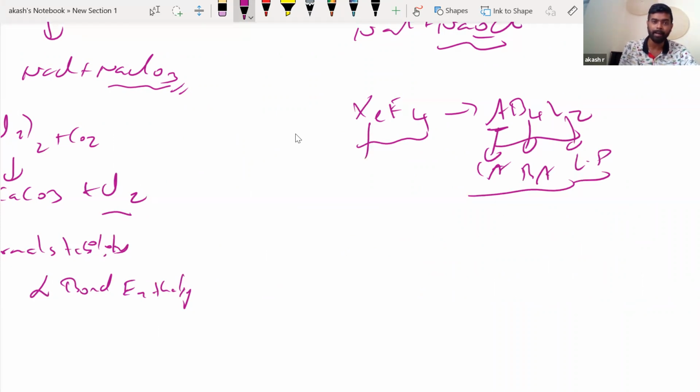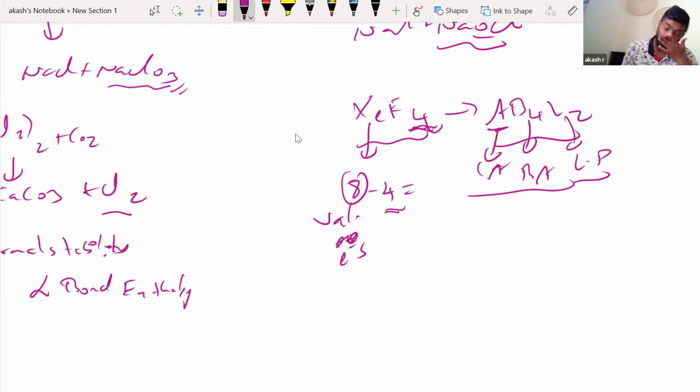Now you see, xenon has 8 valence electrons. 4 of the electrons are involved in bonding with fluorine. Out of 8 valence electrons, 4 are involved in bonding, right? So obviously, how many electrons are left out? These are valence electrons, not the total electrons, people. Out of these 8 valence electrons, 4 are involved in bonding with fluorine, right?